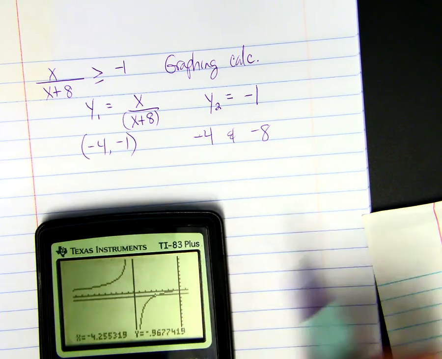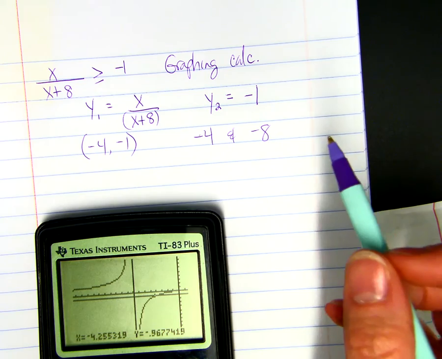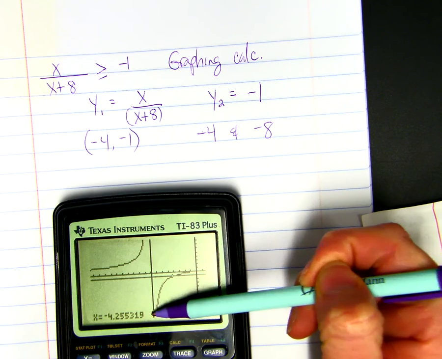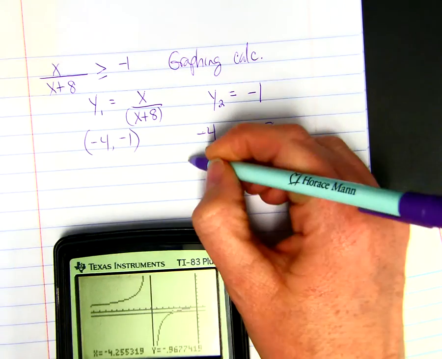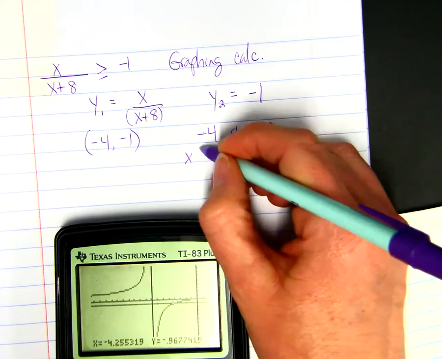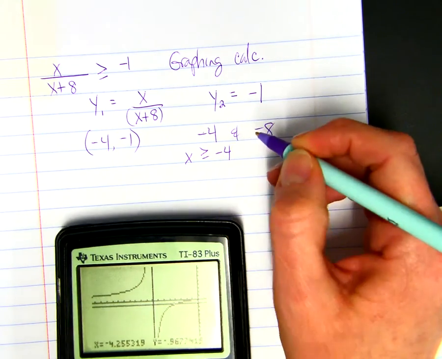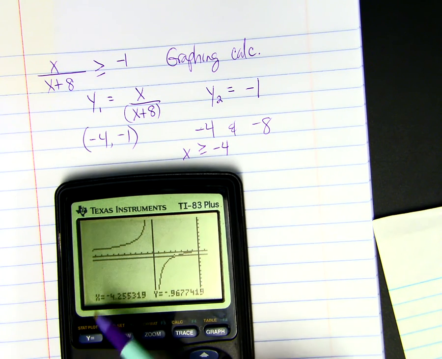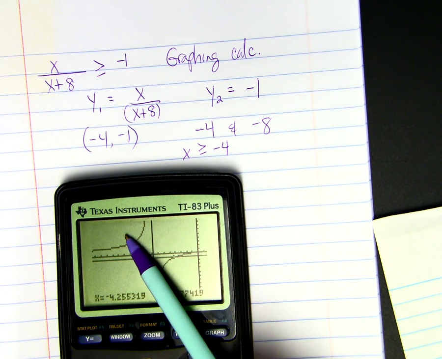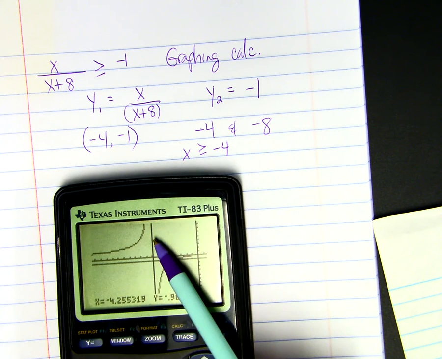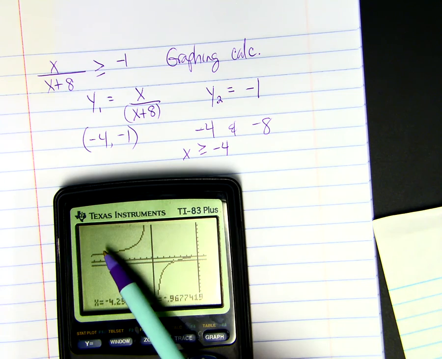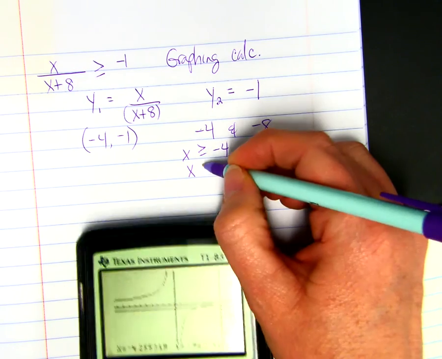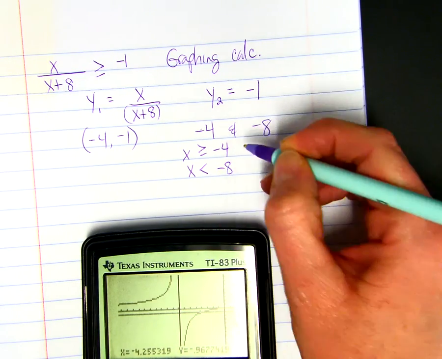So what's the point of the -8? Oh, because that's where this is right here. That's your asymptote where it won't cross. So you would say x is greater than or equal to -4. And then if you look here, x is less than -8, the graph is above the line y equals -1. But it can't be equal to, because it will never touch. So x has to be less than -8. So you're just trying to see where it's positive.